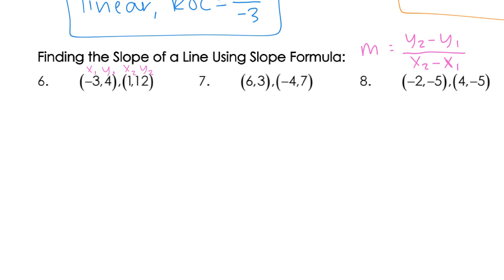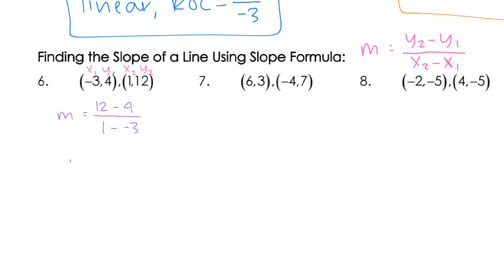So then if I go to plug them in, I have m equals y2 is 12 minus y1 is 4 over x2 is 1 minus x1 is negative 3. Notice that this negative right here is from the formula. This negative is with the negative 3 that was in the ordered pair. So they are separate from each other.